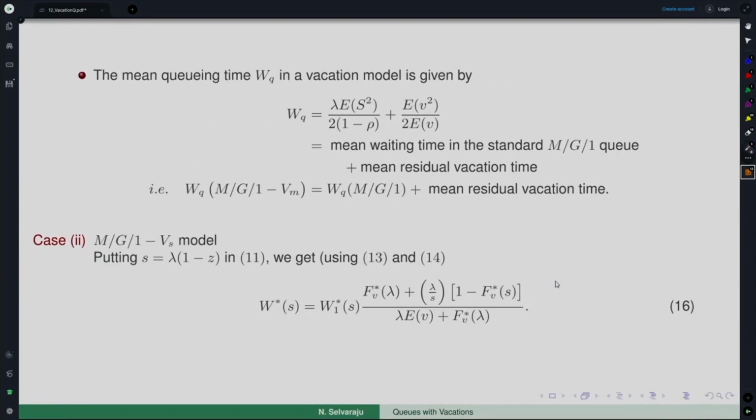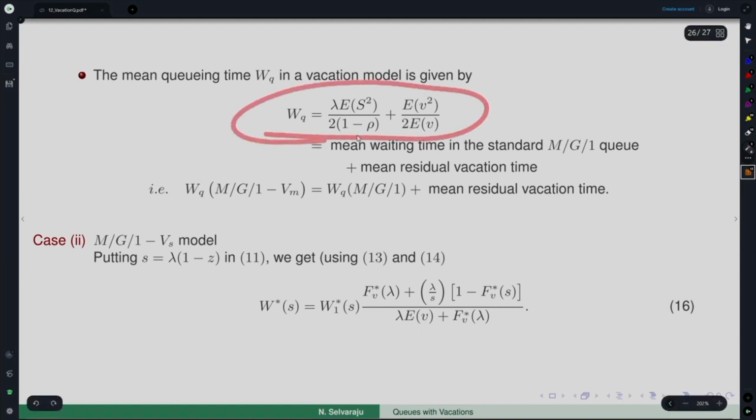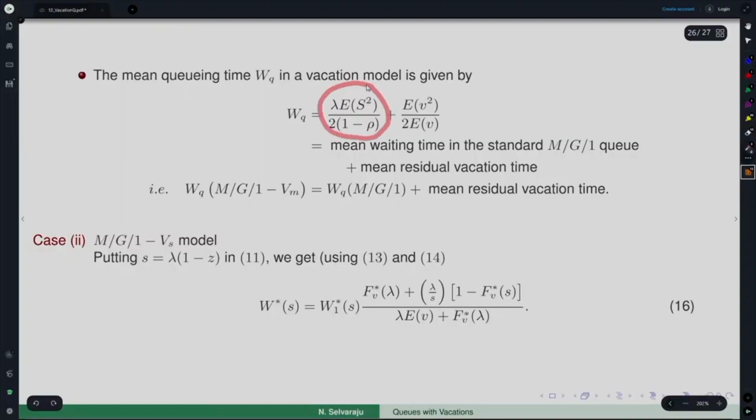So the mean queuing time WQ becomes something like this, which you know must satisfy the decomposition property. This is the mean waiting time in the ordinary queue without vacation, and this is the additional one. From the look of it you know that this is the mean of the residual vacation time, because it is expectation of V squared by twice expectation of V, which is the mean residual vacation time. So this is what you are observing here in the sum.